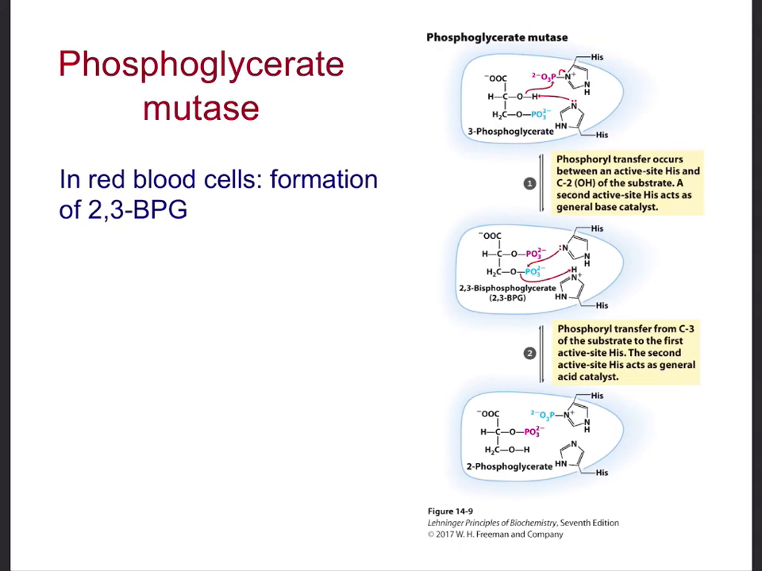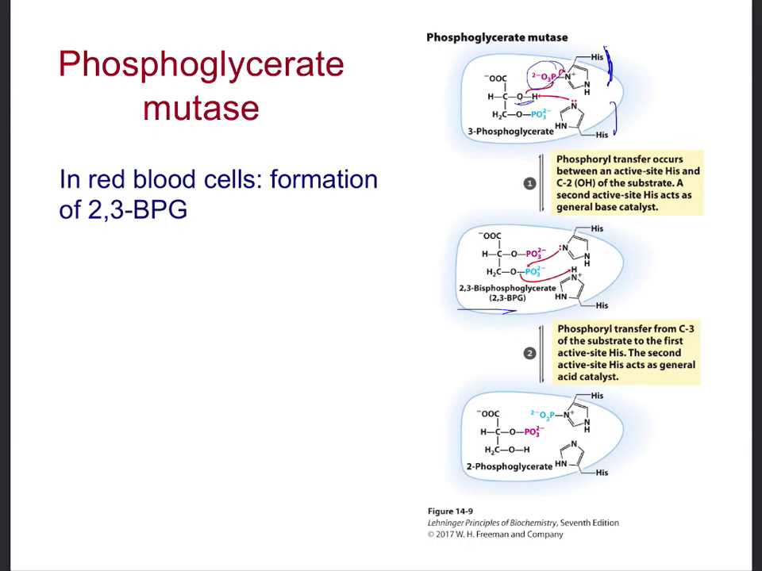If we look at the mechanism of this, here are our 2 histidine residues that are present in the active site. What's going to happen is we're going to start off with one of them in a phosphorylated state. We're then going to transfer a phosphate onto carbon 2, and thus we end up with 2,3-bisphosphoglycerate. Now in a red blood cell, that 2,3-bisphosphoglycerate is relatively important because that's what we use to help hemoglobin unload oxygen. So a small amount of 2,3-bisphosphoglycerate is made in the red blood cells by this reaction.